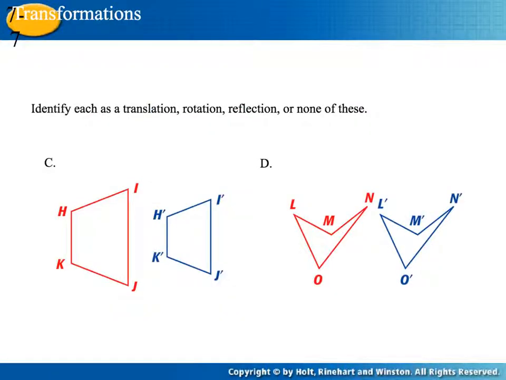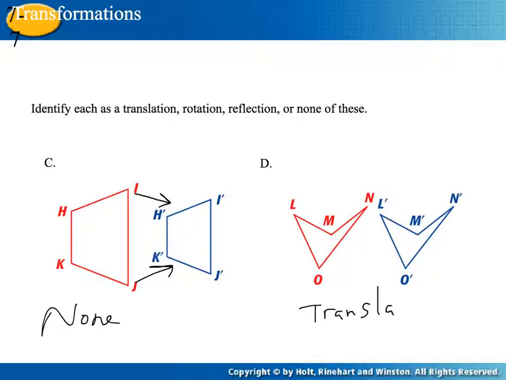The next two, if I look at these, notice letter C. Again, we're identifying each as translation, rotation, reflection, or none of these. If I go from C, notice how it slides right over. However, when I slide over, it gets smaller. That second shape is smaller than the first. Because it's smaller, this is none of these. It didn't keep the same shape, it got smaller.